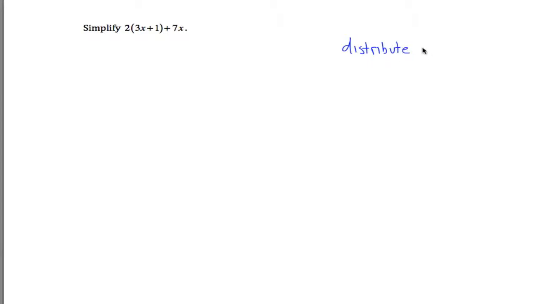Specifically, we're going to distribute this 2 out in front into the parentheses. So when I say distribute, I mean multiply 2 times 3x, which is 6x, and then multiply 2 times positive 1, which gives you this 2. And then don't forget we still have this 7x out at the end. However, we don't want to distribute this 2 to the 7x because the 7x is not in the parentheses. So step 1 is distribute the 2.